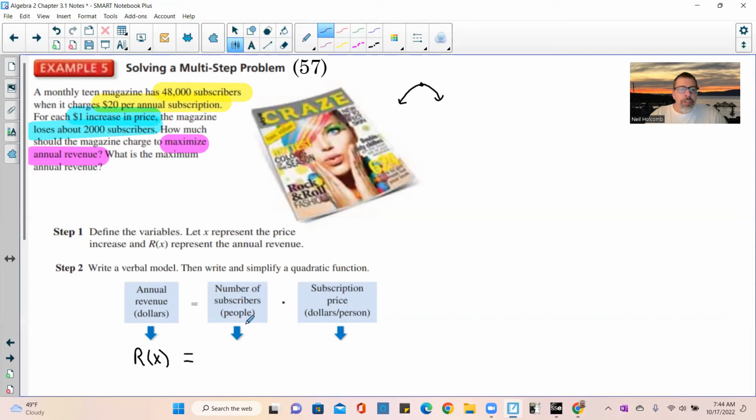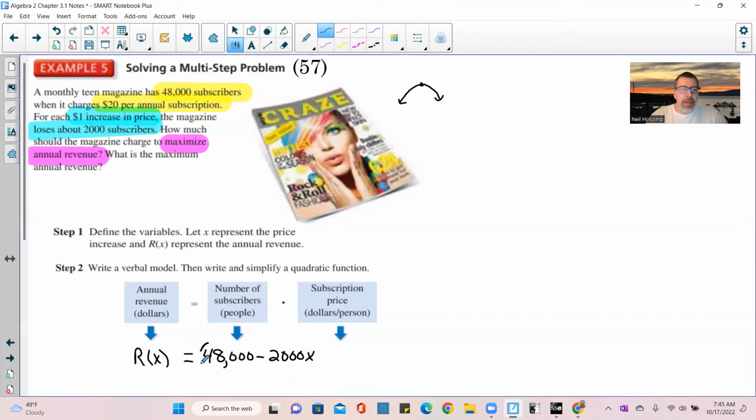And the number of subscribers is 48,000 already. We have 48,000 subscribers, but every time we increase the price by $1, we're going to lose 2,000. So if x is 1, it'd be 48,000 minus 2,000 times 1, which is 2,000, and 48,000 minus 2,000 is 46,000. So they drop to 46,000 subscribers if they increase by $1, and so on and so on.